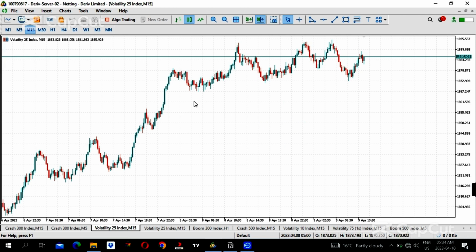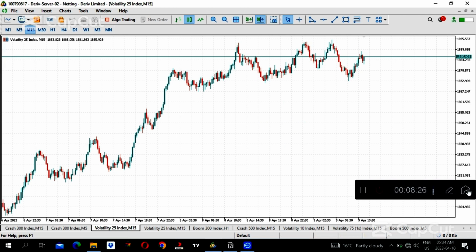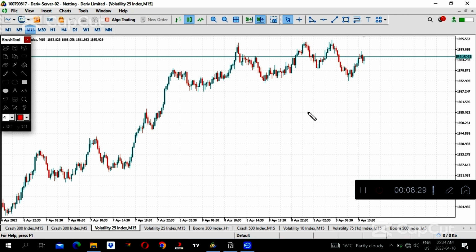Then for the reversal patterns, I'm going to be showing the wedge. I'm just going to be drawing the illustration. Then I'm going to quickly jump into some chart patterns so that we can grasp the concept, right? So right here we got one.